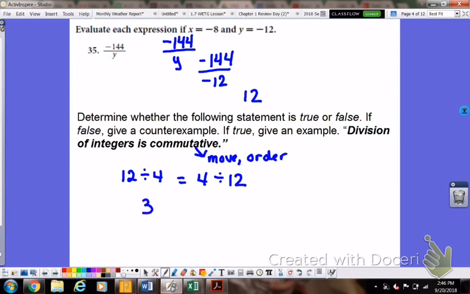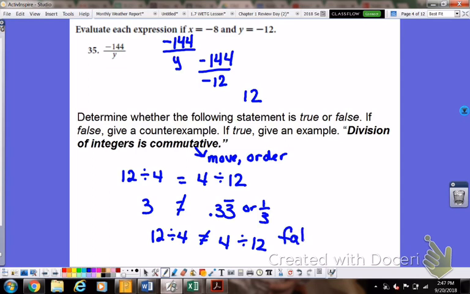Now if we try this, watch your order when we're dividing, guys. You have to make sure you're putting the right number in the calculator first. 4 divided by 12 is actually 0.33 repeating, or 1/3. So now we need to check, does 3 equal 1/3? It does not. So here is our counterexample. So 12 divided by 4 does not equal 4 divided by 12, so it is false.